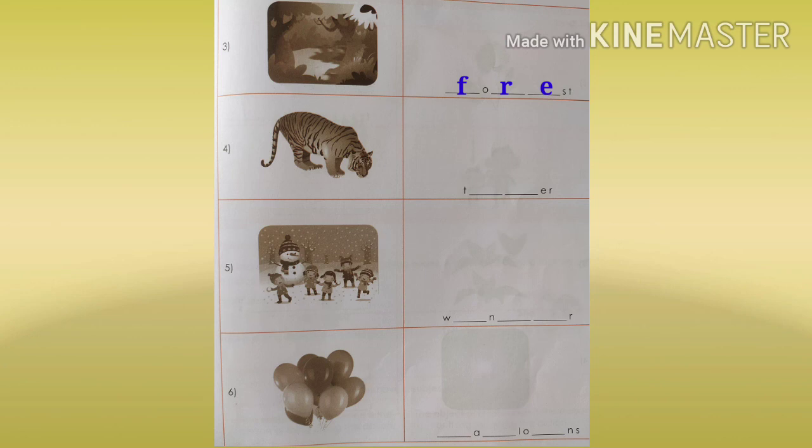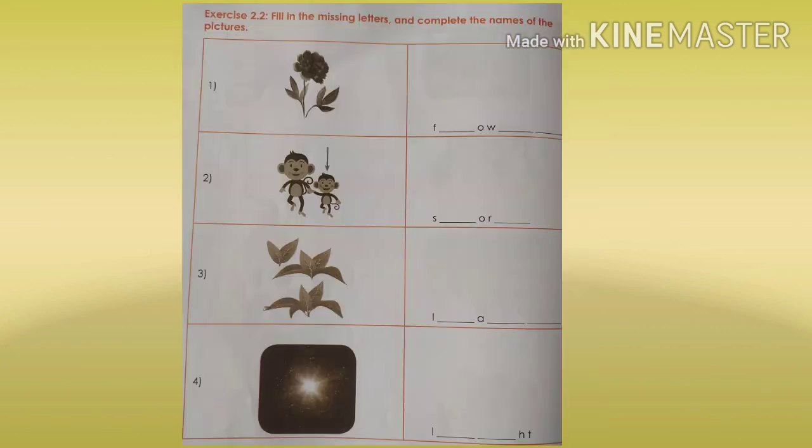Then in the next picture we can see tiger is there. So we have to complete the spelling of tiger. Then what is in the next picture? That is the winter. So we have to complete the spelling of winter. Then in the next picture we can see balloons are there. So we have to complete the spelling of balloons. Exercise 2.2. Fill in the missing letters and complete the names of the pictures.